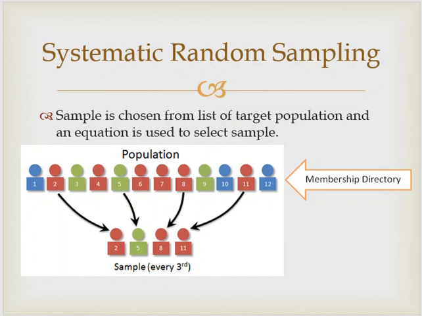Systematic random sampling uses some type of list or process in which the sample is selected from the target population. So you have the population and you decide to sample every third person in that population.